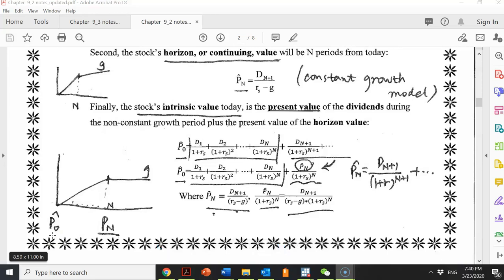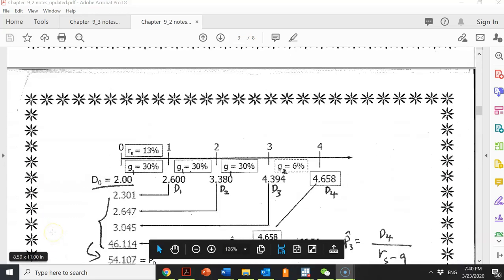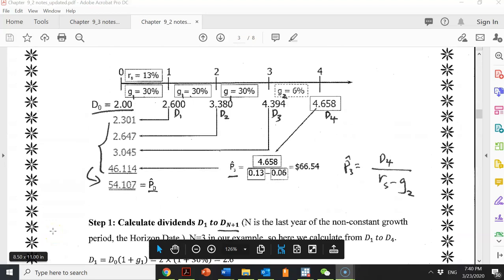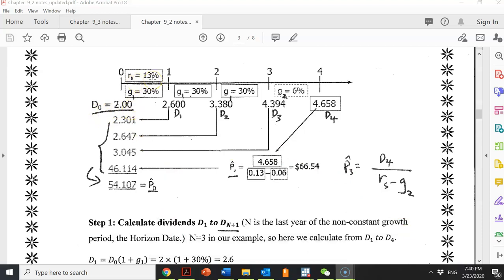This may look a little bit abstract, but let's look at this specific example so you can be clearer about this case. Again, we know D0 is 2. We know RS is 13% from the question. We know that G1 equals 30% for the first, second, and third year. But after the third year, we have G2, the constant growth rate of 6%.